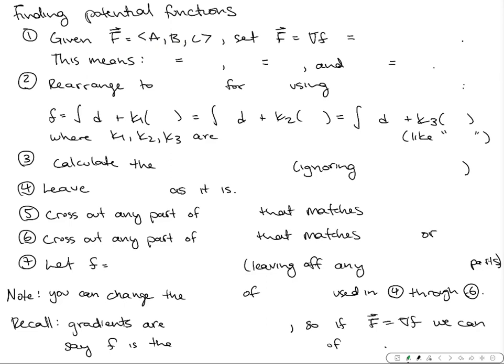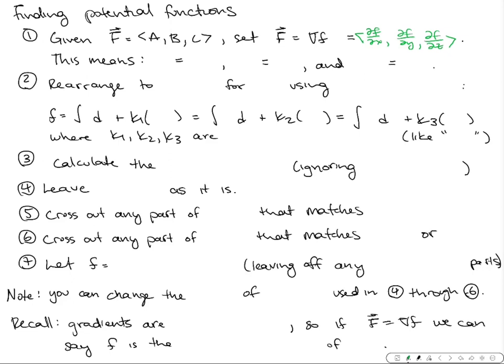A, B, and C can be functions. And then we want to check if there's some f so that capital F is equal to grad little f, where grad little f we know is df dx, df dy, and df dz. And the challenge here is that we don't know what little f is. We're only given capital F, and we want to know, is there any potential little f that would give us capital F in this equation?